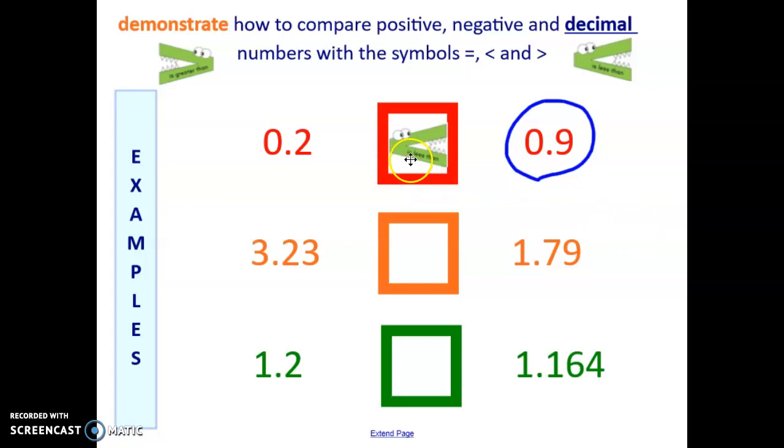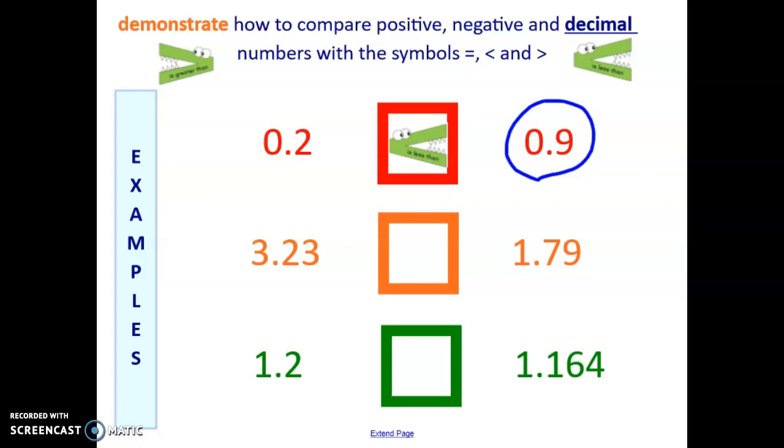And I can see, just in black writing here, it says is less than. So my mathematical statement says that 0.2 is less than 0.9. And that is correct. 0.2 is less than 0.9, and that crocodile is eating the bigger number on the right hand side.